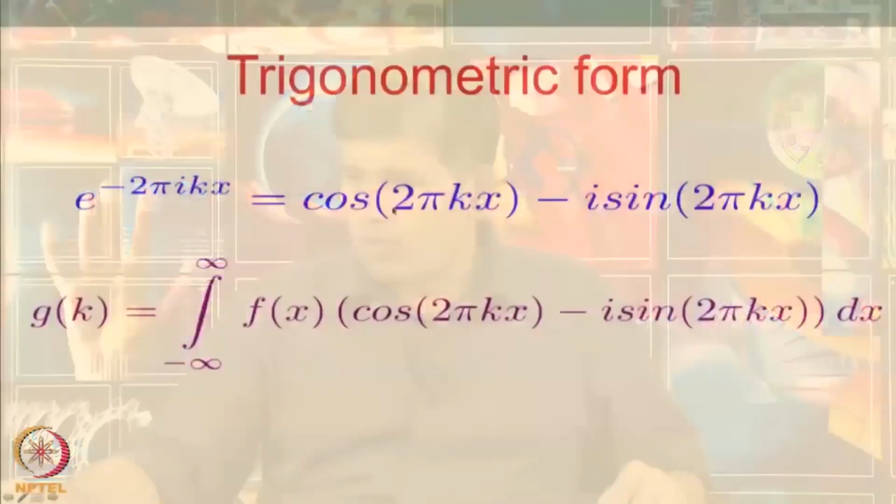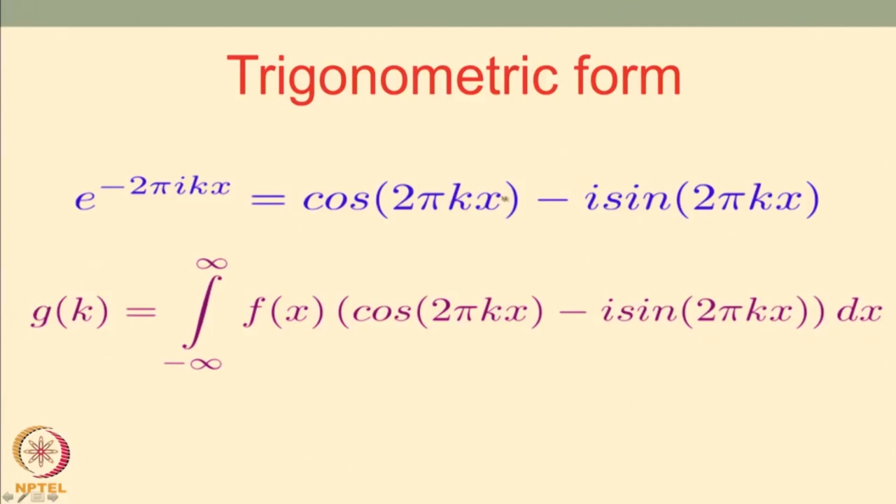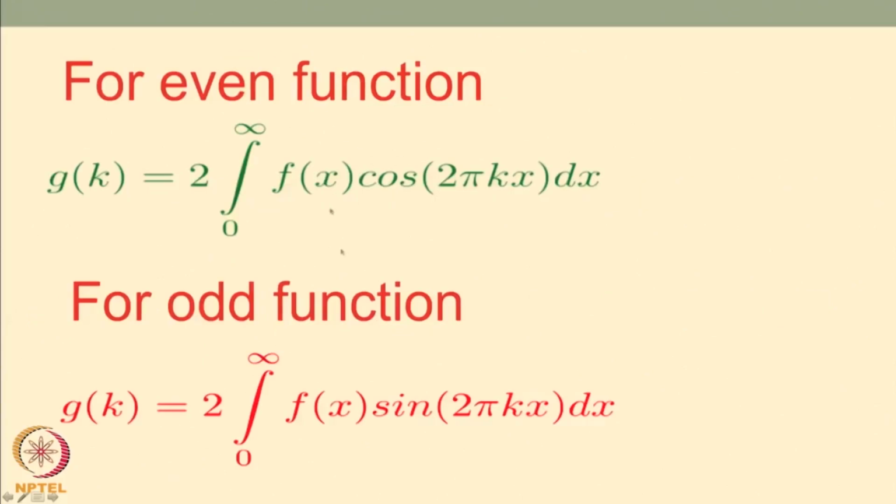As we said just now, I can write e power i kx as cos 2 pi kx minus i sin 2 pi kx, and then this can be written as a cosine or sine transform, sometimes called a trigonometric transform. And if it is an odd function or an even function, some of these sine integrals and cos integrals will be 0, and appropriately we could just write only one of them. So, these are some simplifications which are mathematically useful.